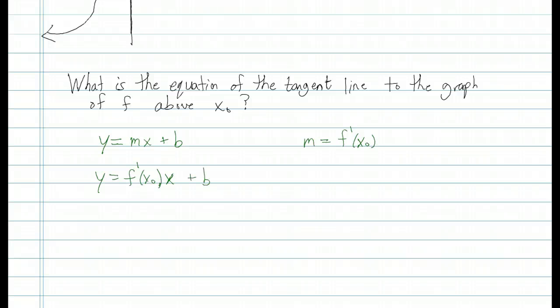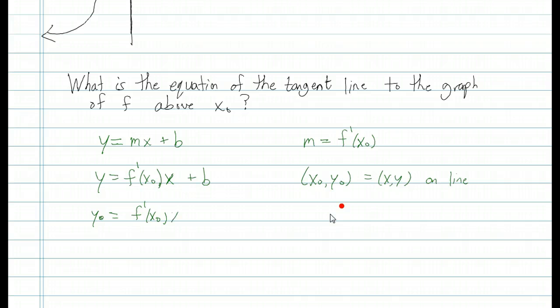Now, to determine the y-intercept, you need to know a point on the line, because any point on the line is going to satisfy the equation, and vice versa. We know one point on the line. It's x sub 0, y sub 0. So we plug that in for x and y into our equation. Plug y sub 0 in for y, x sub 0 in for x, and that'll determine the y-intercept b for us. That's the other constant we need in the equation of a line.